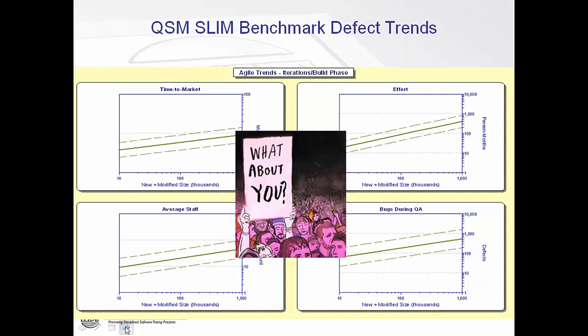One of the things we've done in our research at QSM is publish trends. We can look at time to market trends by industry sector, effort trends, staffing trends, and bugs during QA. And I'll share that these insights we've gathered at an industry level came from working with clients where we helped them build their own measurement frameworks for looking at defect patterns. So in the lower right, on bugs during QA, are you below the line, on the line, or above the line?